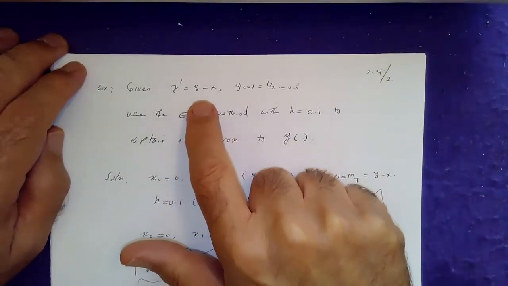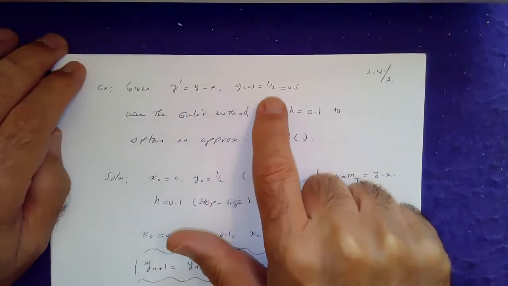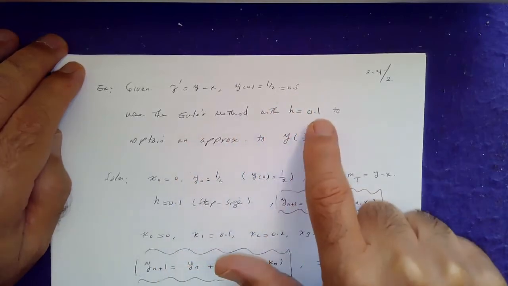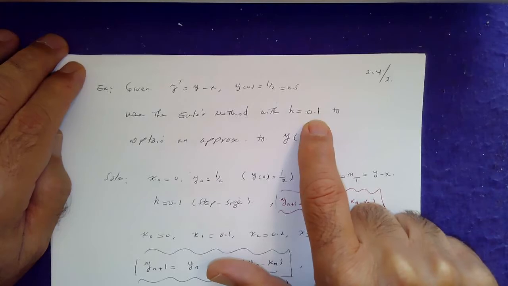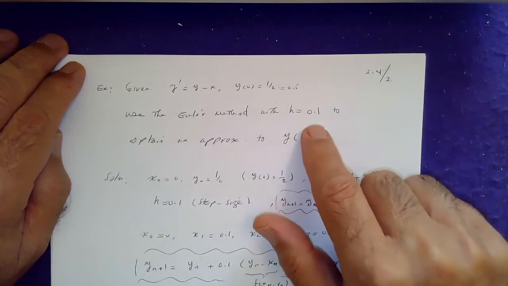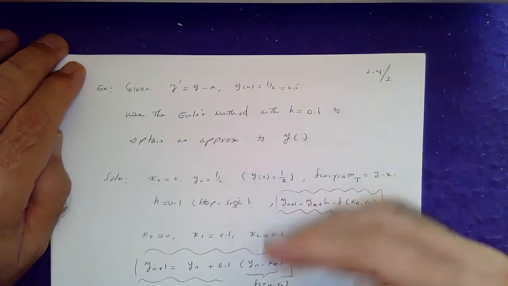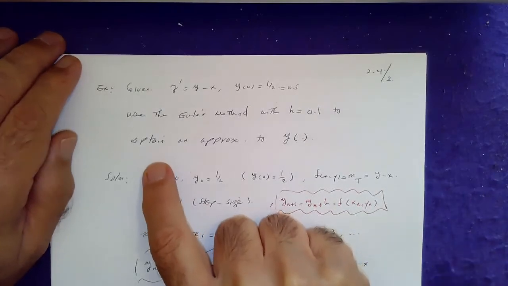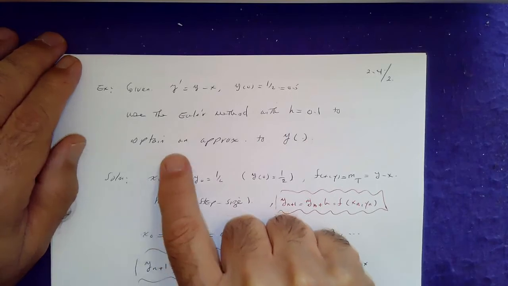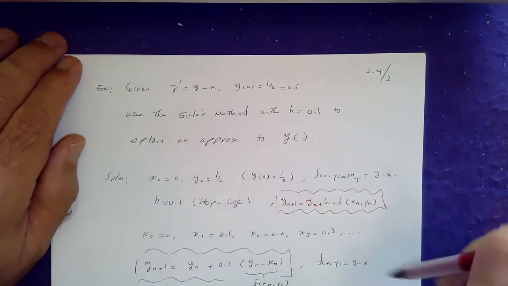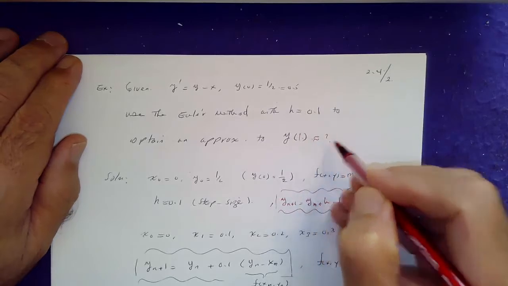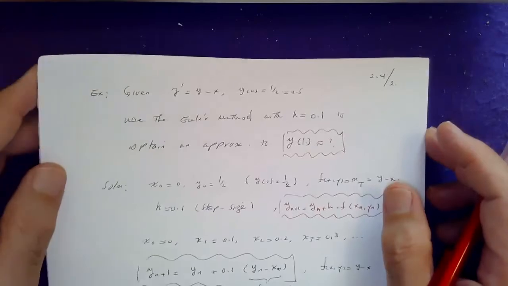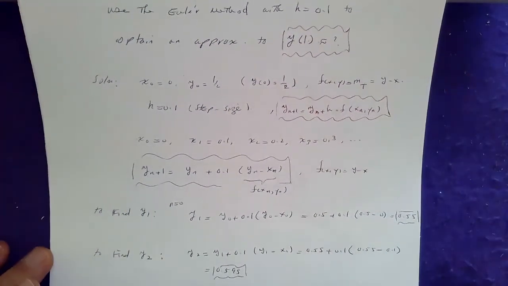So given y prime is equal to y minus x and y sub 0 is equal to 1/2, which is 0.5, use Euler's method with h is equal to 0.1, so that's your step size. That's the amount you increase x by every time you go over to the next iteration, to obtain an approximation for y sub 1. So what is y sub 1 equal to? Using Euler's approximation. Keep in mind what's given and what you are trying to find.